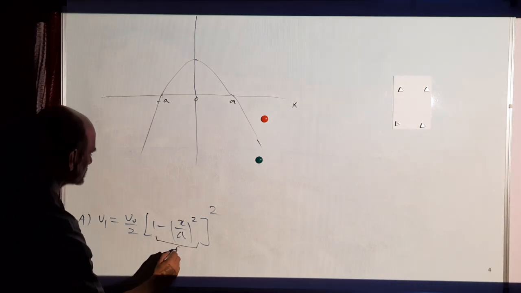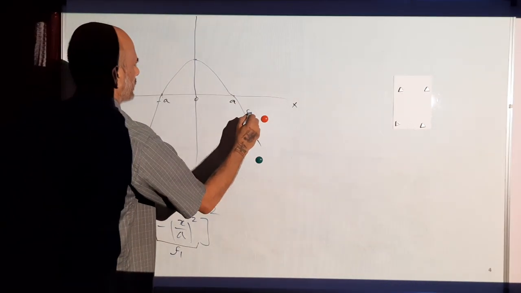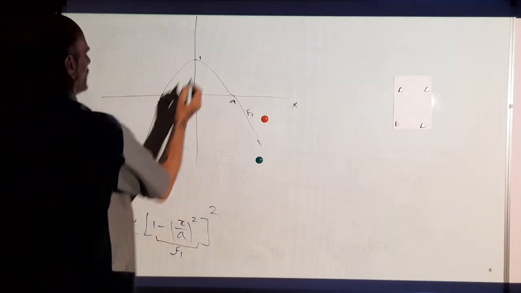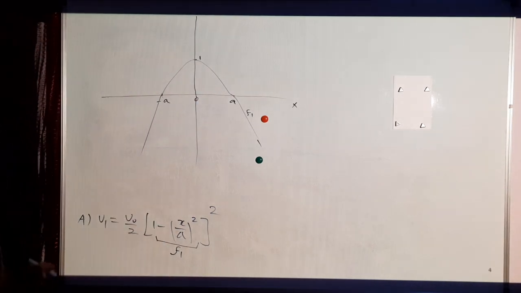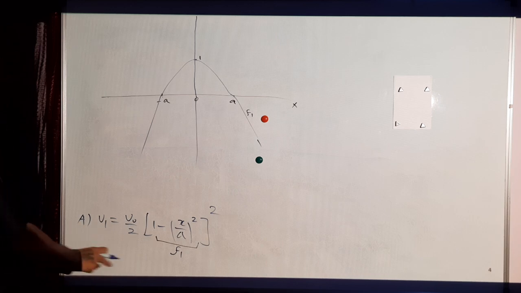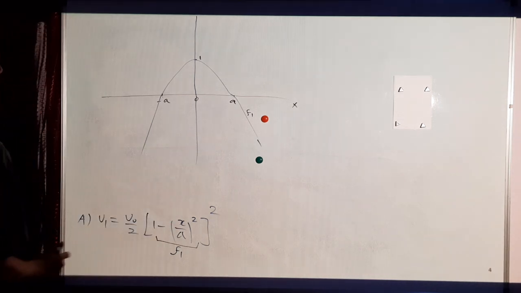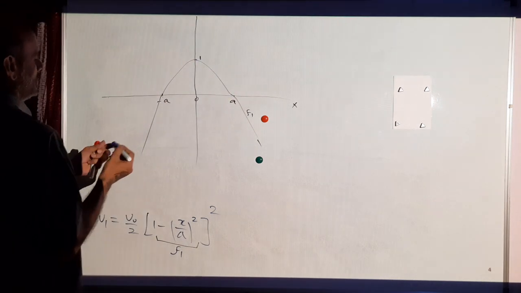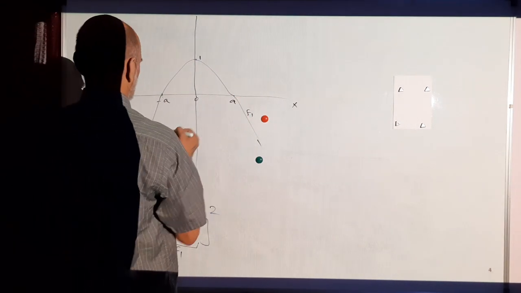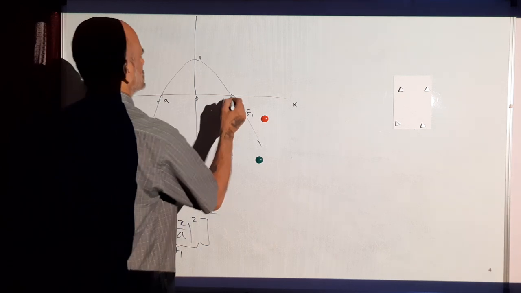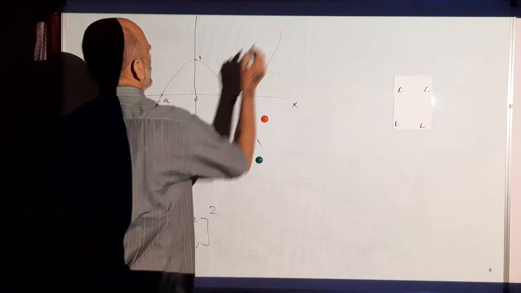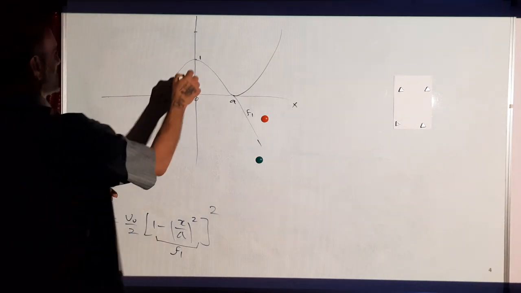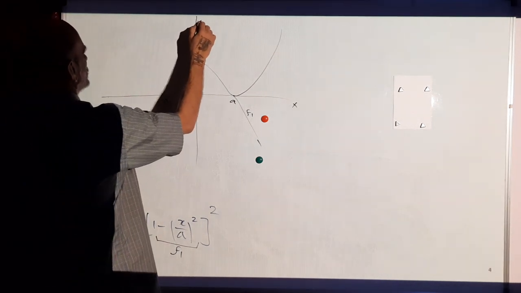So if I call this f1, this will have a value of 1 at x equal to 0. So to get U1, I have to square this f1 and then multiply by U0 by 2. When you square, the positive and negative become positive and 0 will be 0. So this thing will become 1 squared, and then it will become U0 by 2.